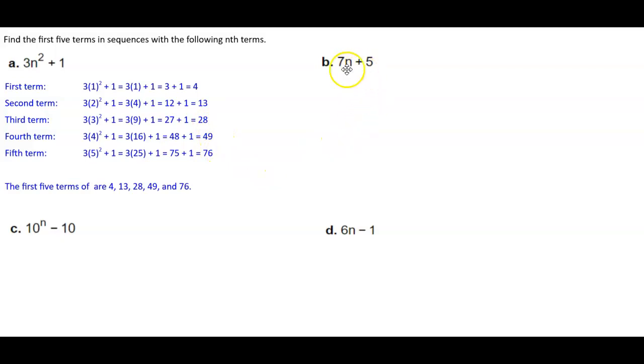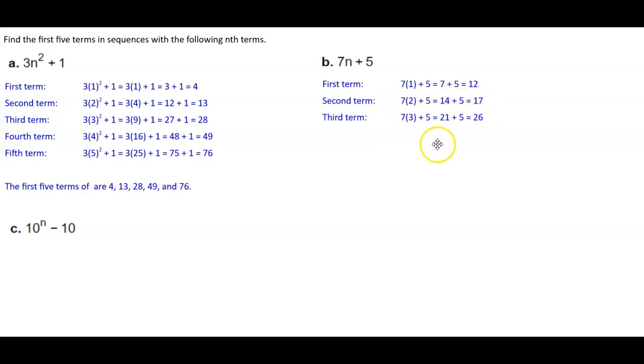Now let's take a look at B. We have 7n plus 5. We're going to follow the same pattern for when n is equal to 1, 2, 3, 4, and 5, because it's asking us for the first 5 terms. So the first term, 7 times 1 is 7 plus 5 equals 12. For the second term, 7 times 2 is 14 plus 5 equals 17.